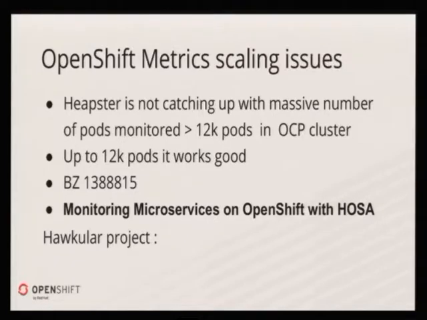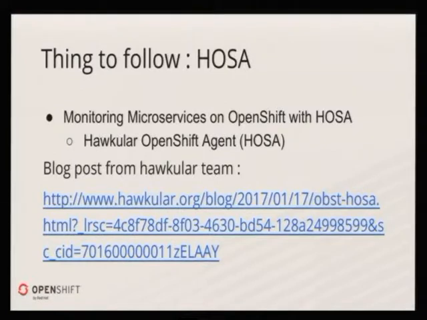There is a recent blog from the Hawkular team which describes monitoring microservices on HOSA, the Hawkular OpenShift Agent. The idea is to rework the way metrics are collected. This is possible to test. If you go to this link, you will find instructions on how to play with this and see what's going to be new in OpenShift metrics. At the moment, OpenShift metrics is quite good at running on quite big clusters. I had 80 nodes. The only small trouble each time is with a quite high number of pods.